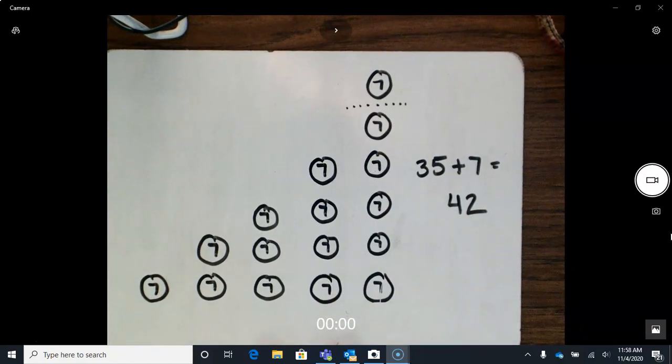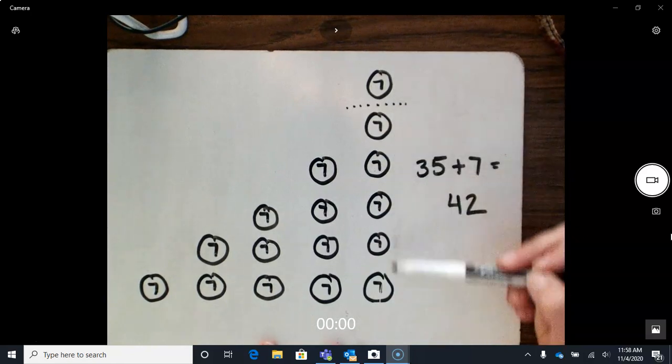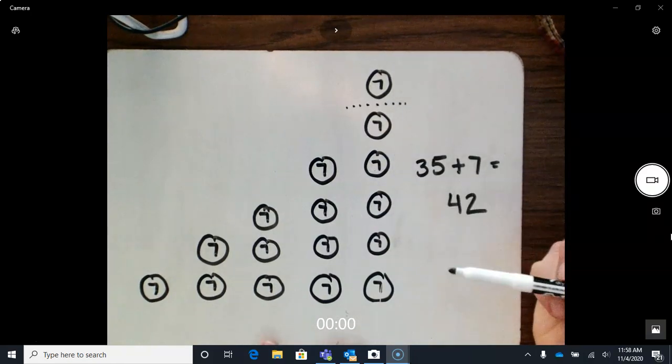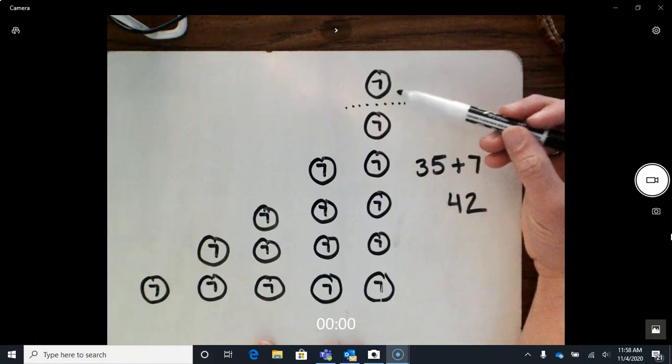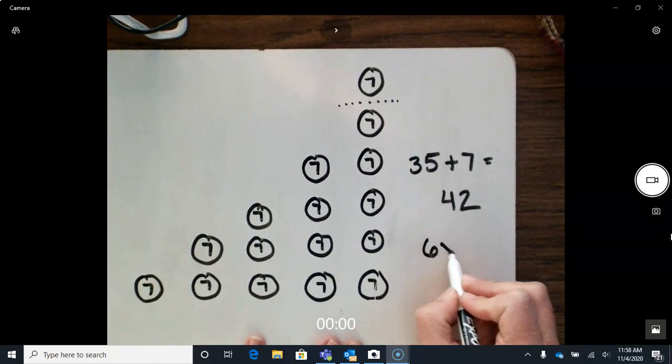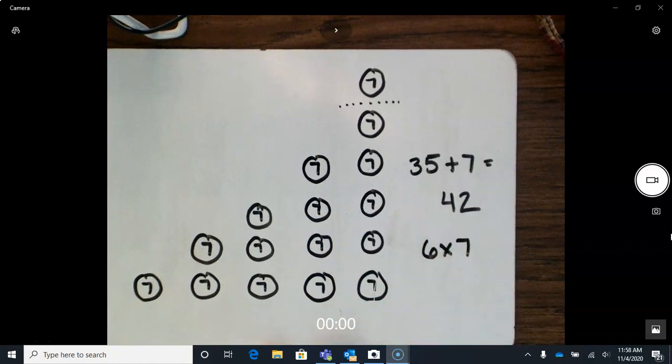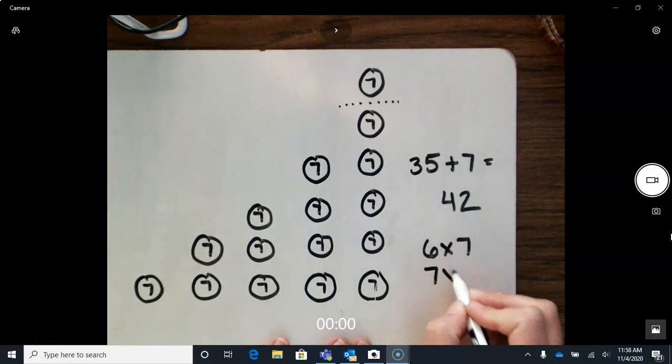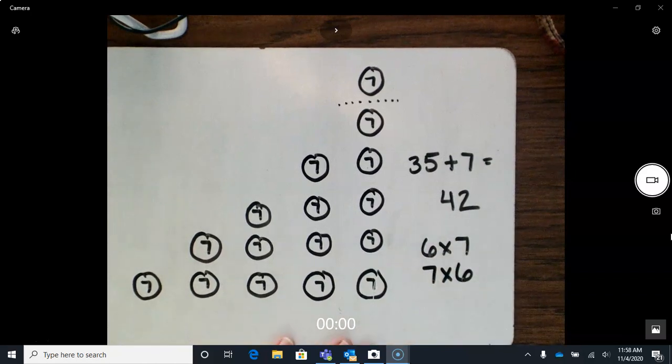Now let's write the multiplication fact that matches these 6 sevens, or 5 sevens plus 1 7. Yes, it would be 6 times 7. Use the commutative property to write the related fact. Yes, 7 times 6. Great job.